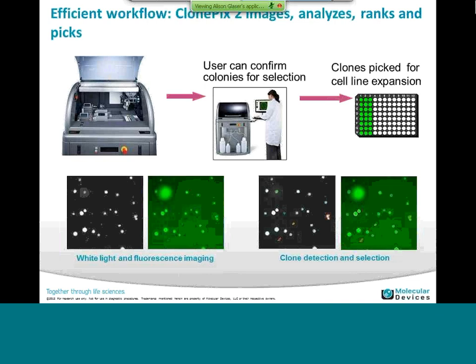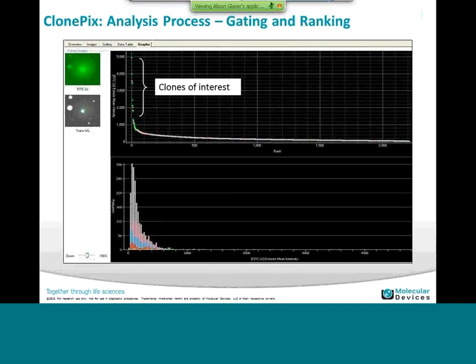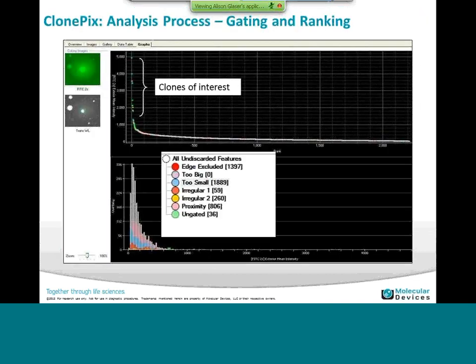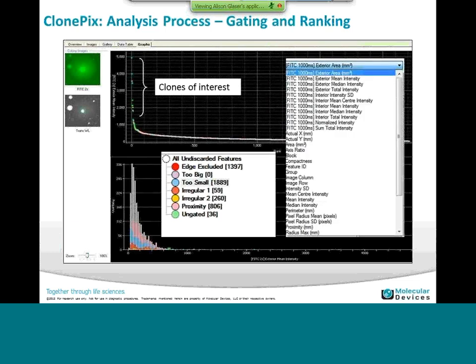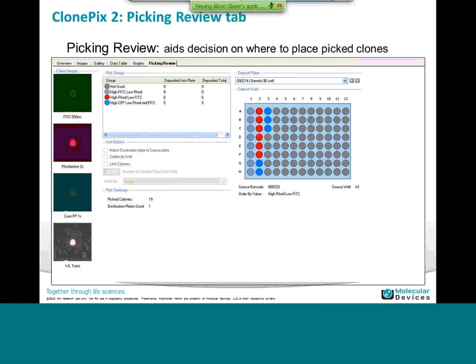Prior to committing to picking, one can utilize software tools to gate out undesirable morphological and fluorescent criteria. Colonies can be ranked by the desired statistic. By clicking on any one of the dots in the ranking plot, the associated colony appears as a thumbnail on the same screen, providing visual verification. A quick review shows exactly which colonies will be deposited where in the 96-well plate.